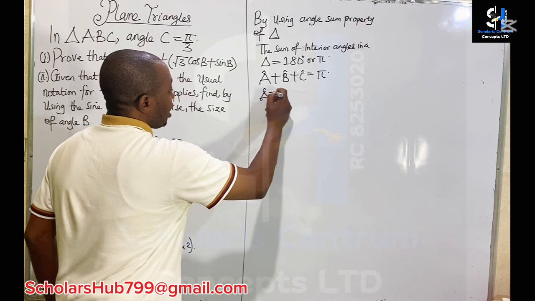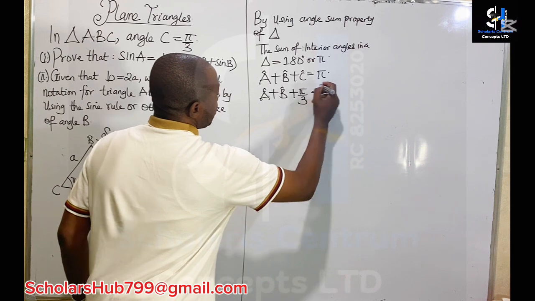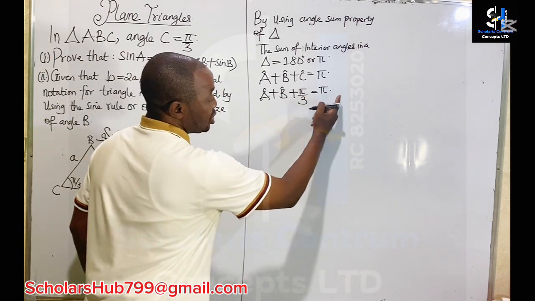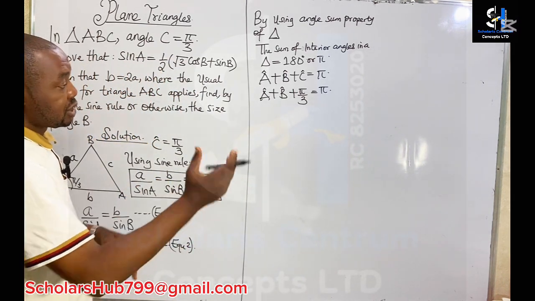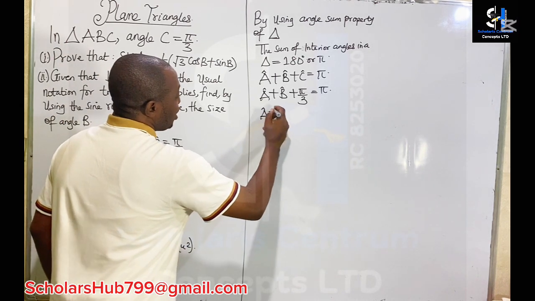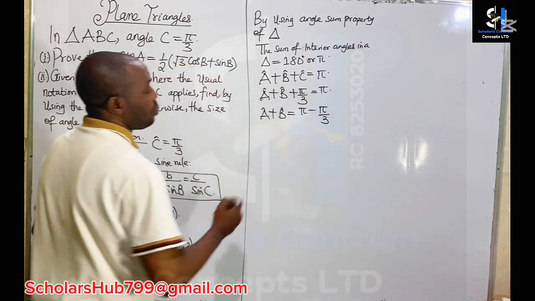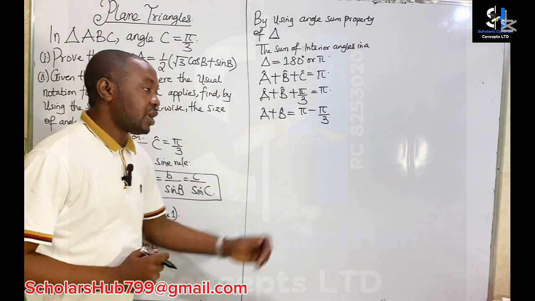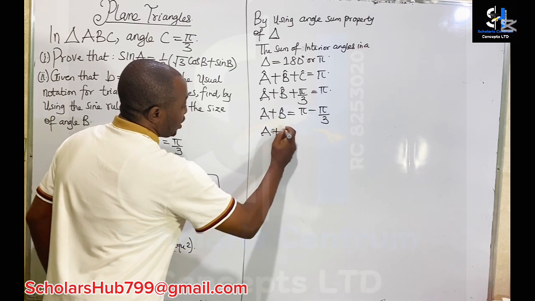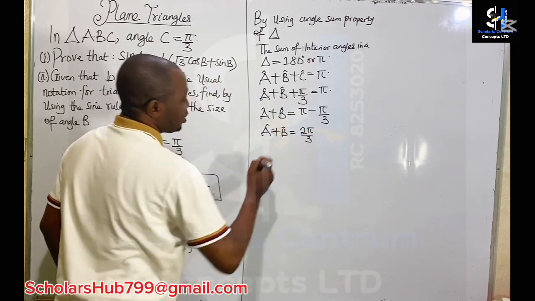So which means angle A plus angle B plus pi over 3 will be equal to 1 pi. So I'm going to move this to the right hand side. And when this crosses the equality sign to the other side, it turns to negative pi over 3. So this will be angle A plus angle B equals 1 pi minus pi over 3. Now let's simplify the right hand side, so that angle A plus angle B can be equal to 2 pi over 3.